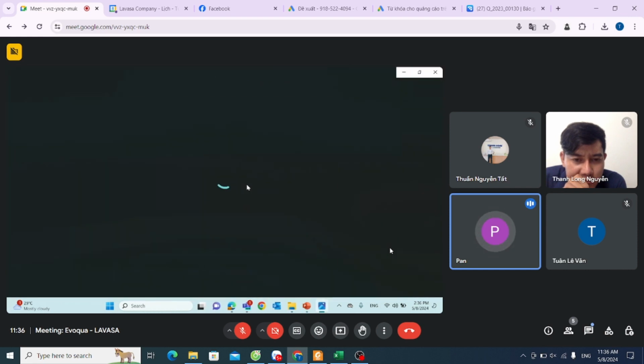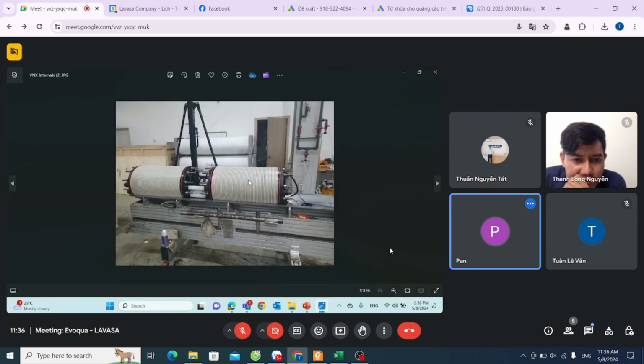So this one is the VNX module, put inside the FRP housing. This one is for cosmetic reasons, because we can't make this one and sell it. It doesn't look nice. So what we have to do is put it into the housing. And then you can install it at the job site.